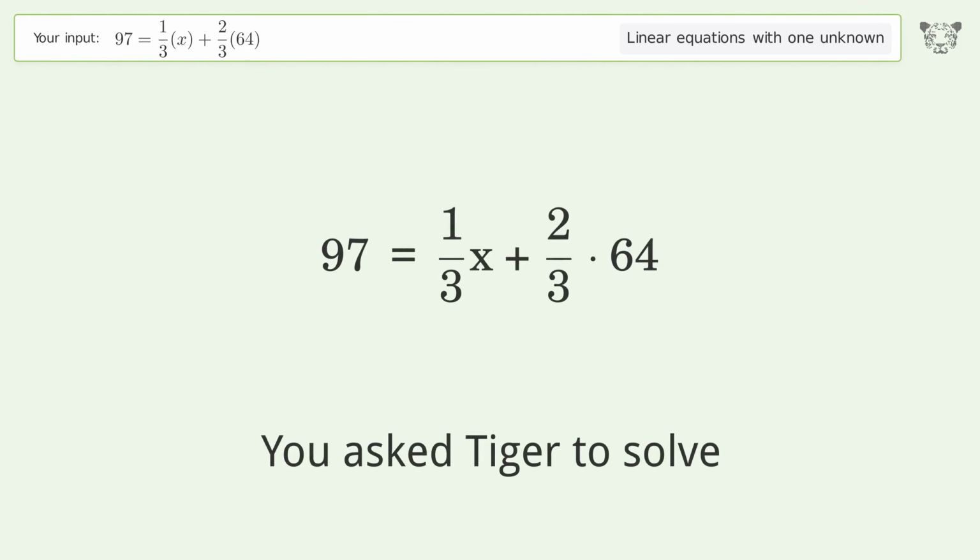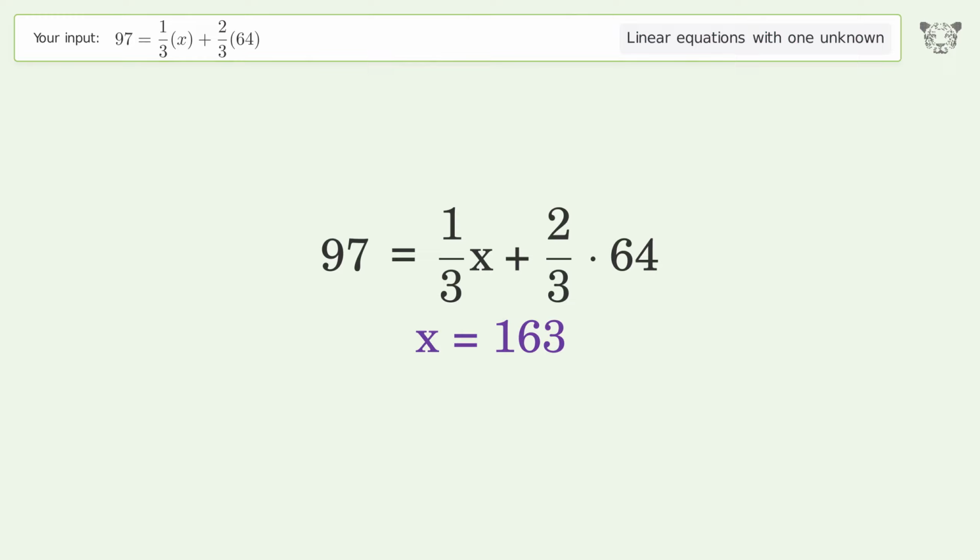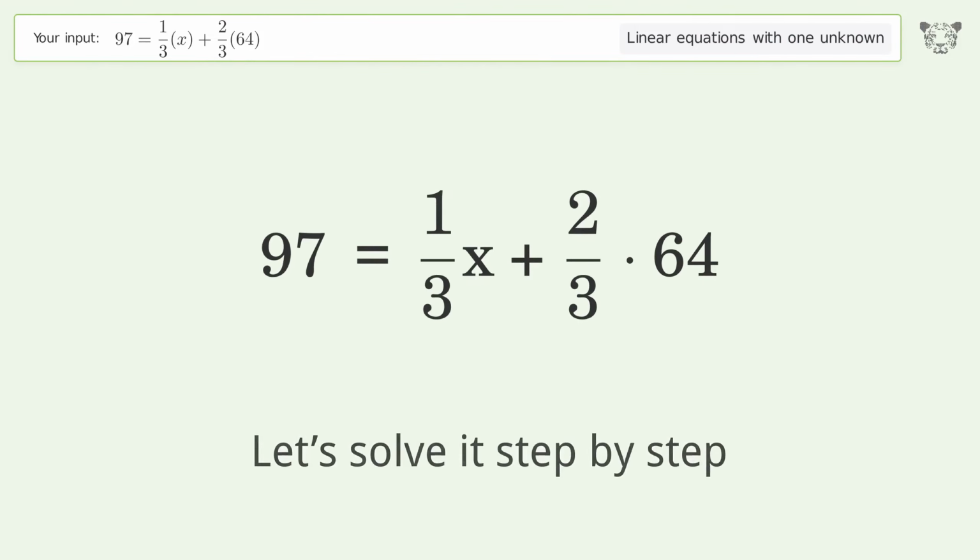You ask Tiger to solve. This deals with linear equations with one unknown. The final result is x equals 163. Let's solve it step by step.